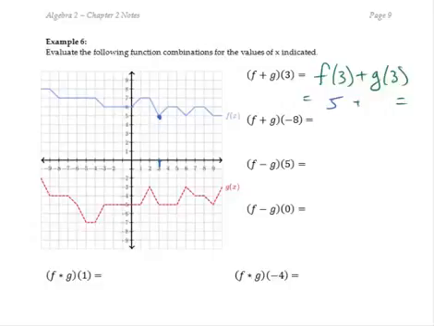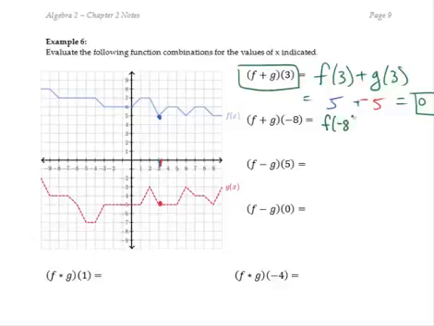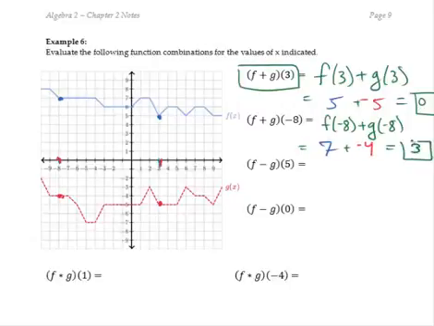Excuse me. What is g of 3? Here's that 3. G of 3 down here is negative 5. 5 plus negative 5 is 0. So f plus g of 3 is 0. Another one, f of negative 8 plus g of negative 8. Look at your graph. Find negative 8. F of negative 8 right here is 7. G of negative 8 right here is negative 4. So we get positive 3.